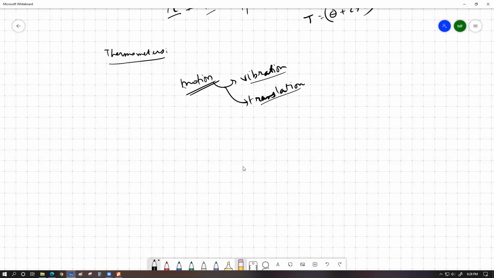And the only type of motion gas particles have is translation, which means physical movement from point A to point B. They don't have vibration because they are not touching anything, so there is no question of having vibration.